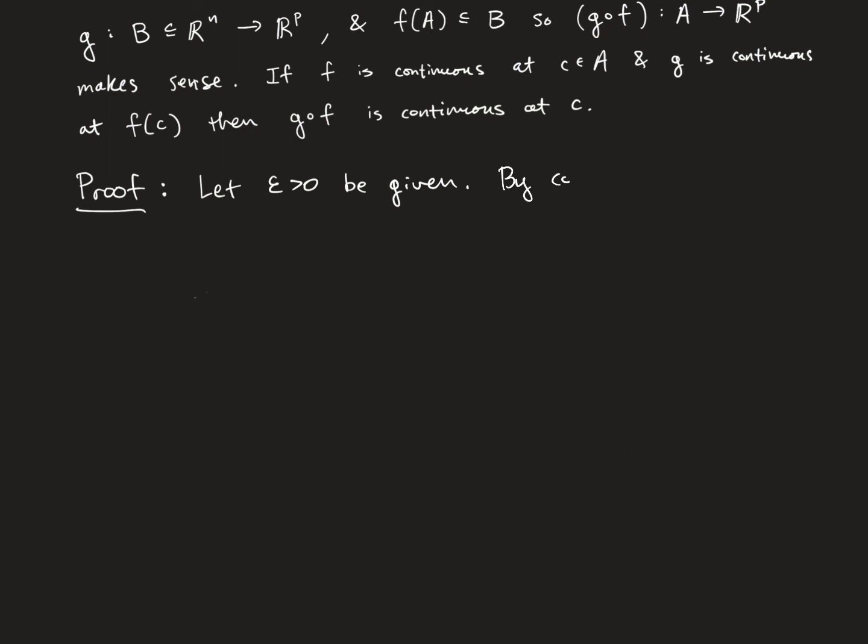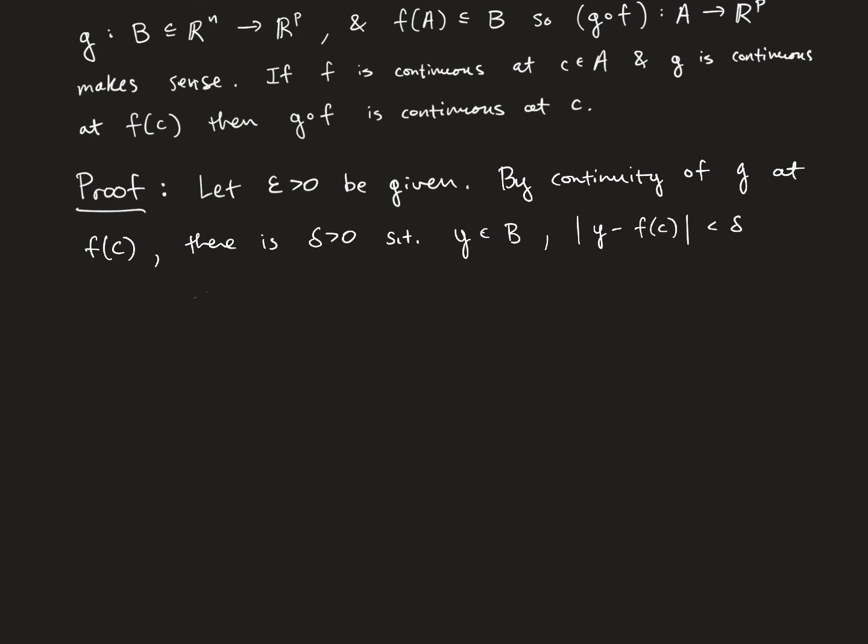So by continuity of g at f of c, there is a delta greater than 0 such that when y is in B and the distance between y and f of c is less than delta, that implies that g of y and g of f of c differ by less than epsilon.